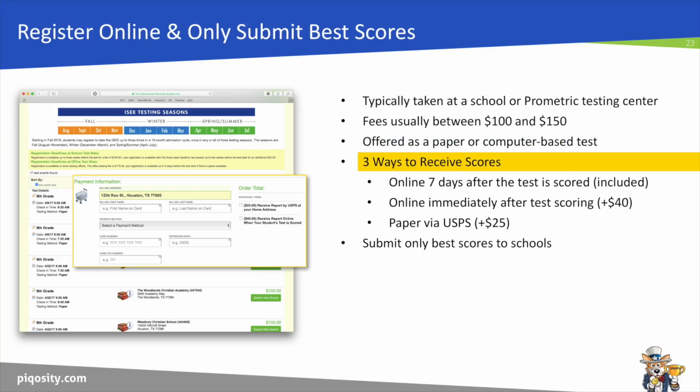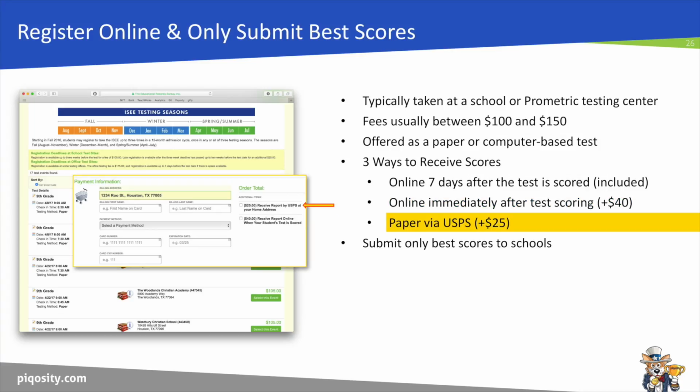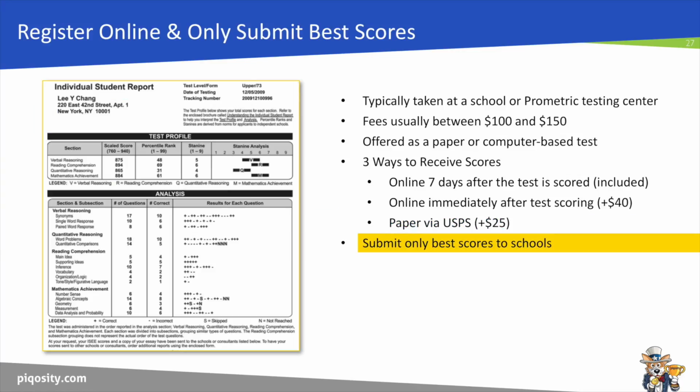They can receive the scores online at ERB's website 7 days after the test is scored for no additional charge. An expedited service costs extra, which usually results in the scores being available online within a few business days of the student's test date. Additionally, parents can pay an extra fee to receive the scores via paper by the U.S. mail. Parents should review their scores before submitting them to schools via the ERB's website.